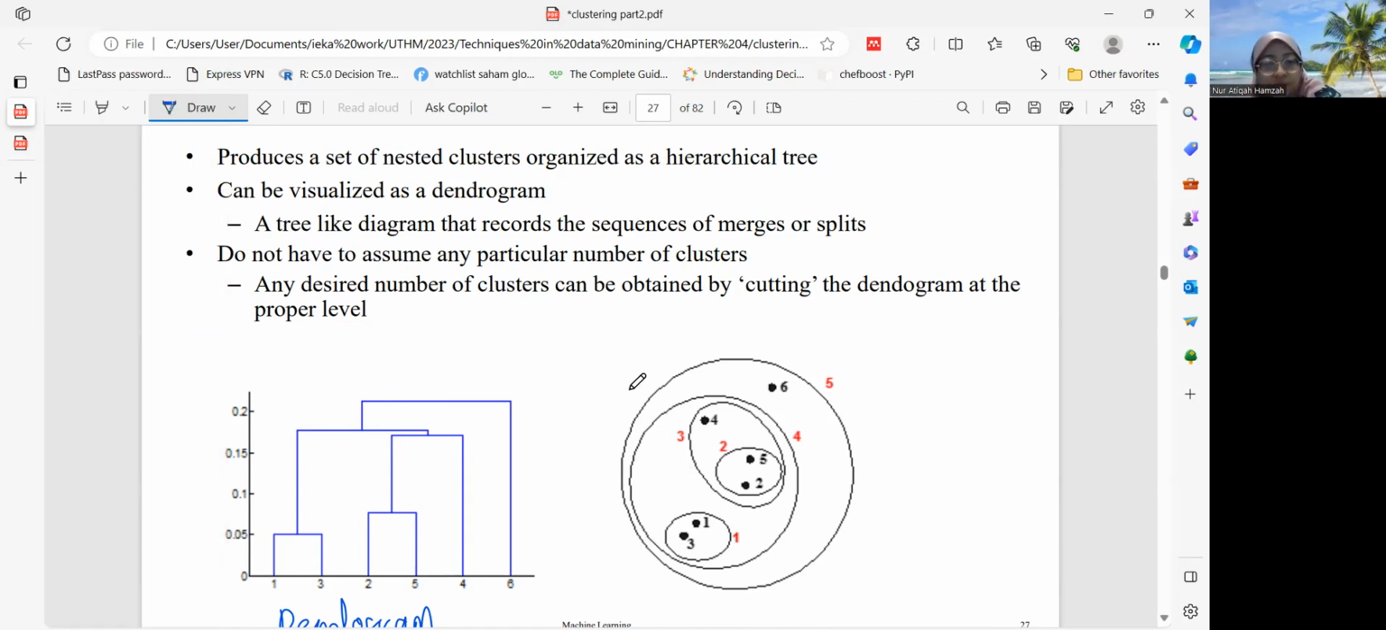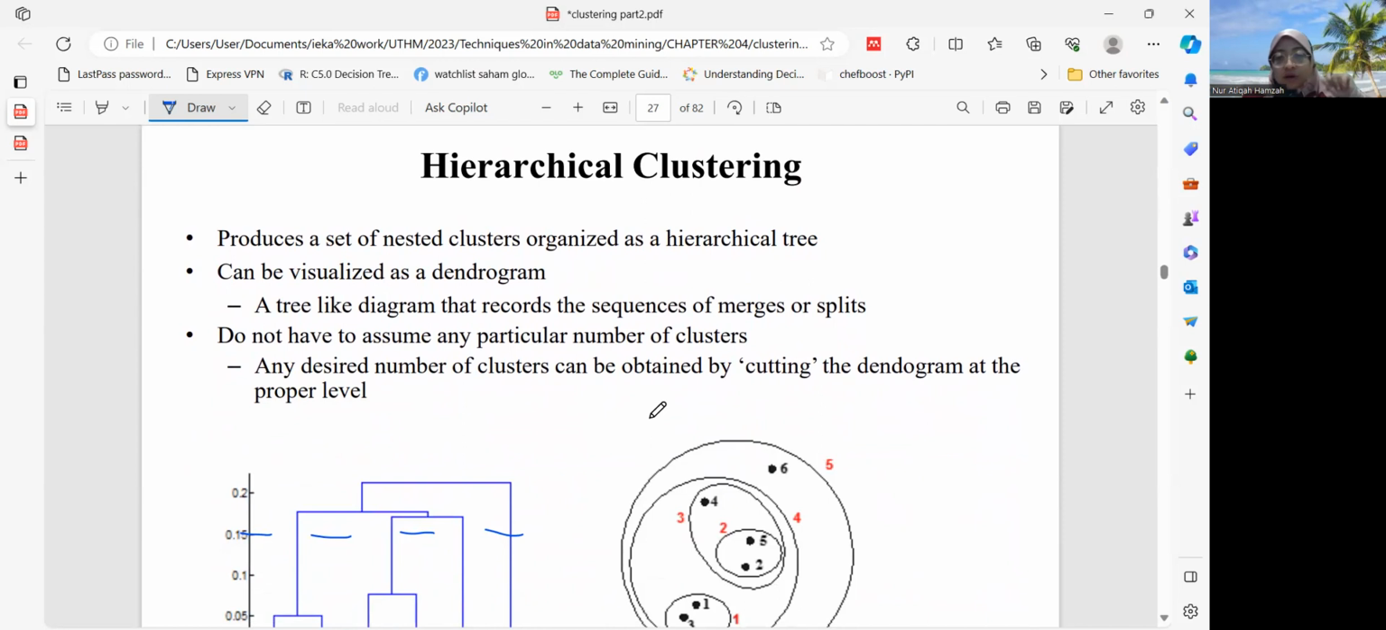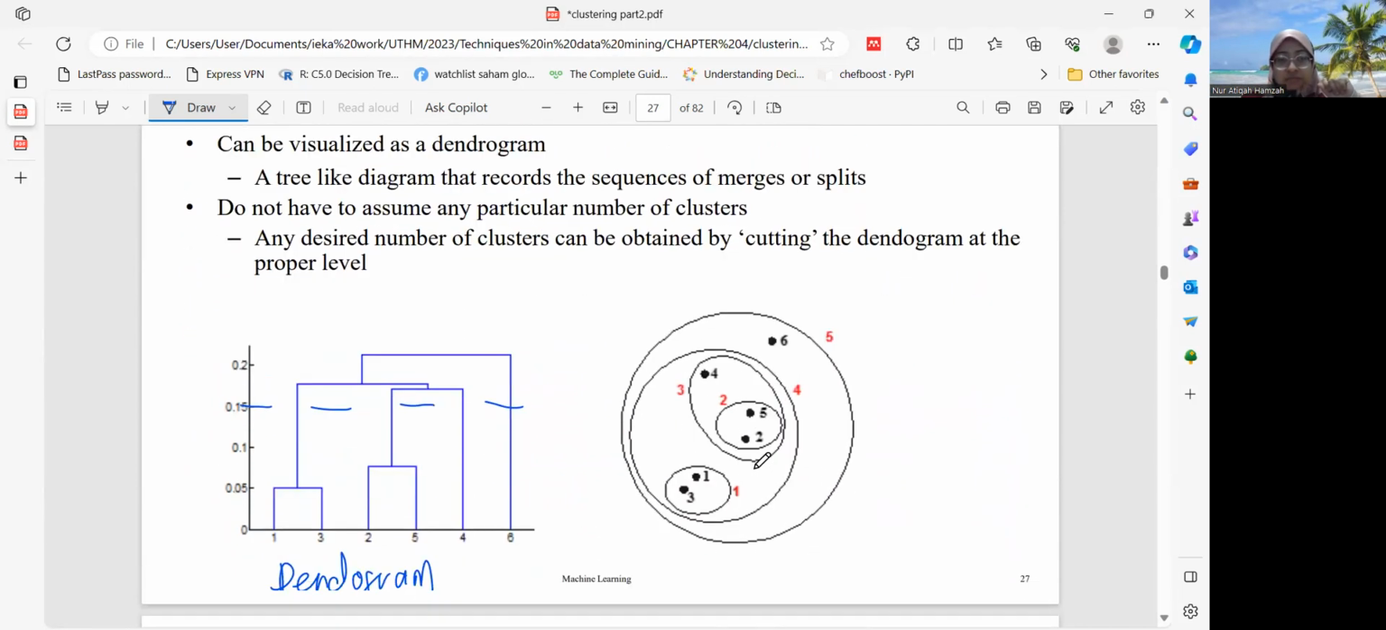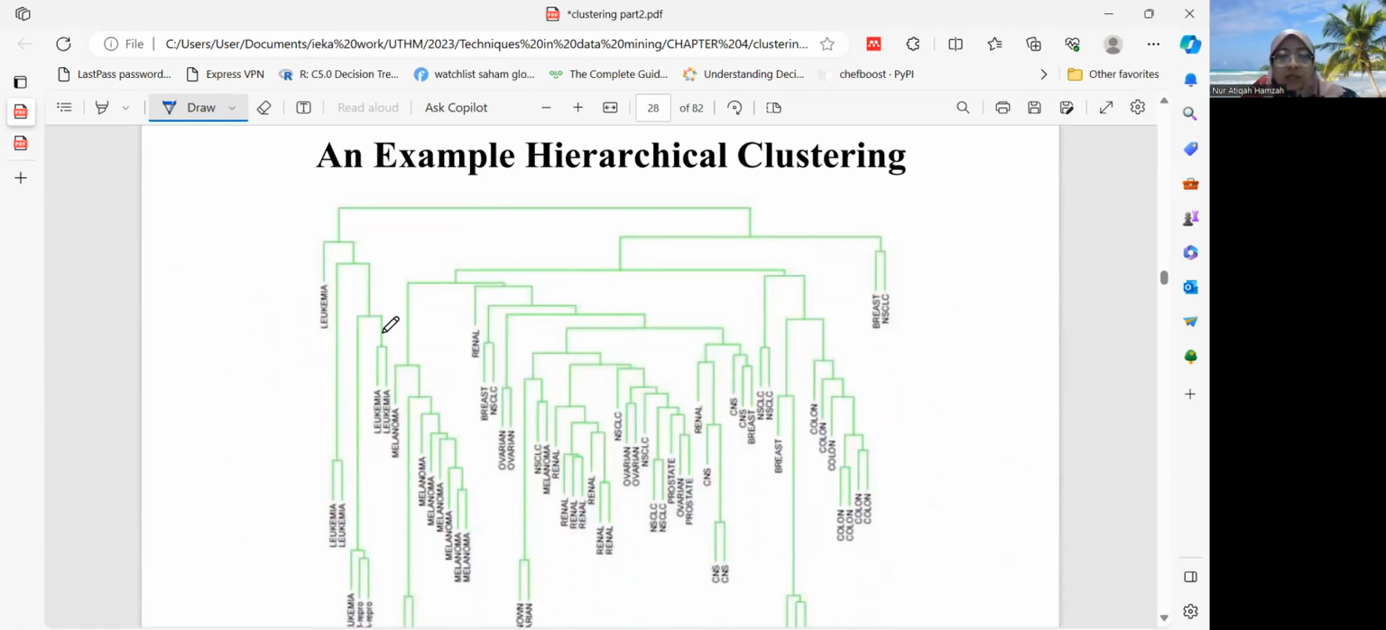Maksudnya kalau dekat sini, kalau saya potong dekat 0.15 ni, okay, kita akan nampak ada berapa cluster di situ. Okay, bila kita potong ada 1, 2, 3, 4. Okay. Kalau kita potong ke bawah lagi, ada berapa? Macam itulah. Tu maksudnya number of desired clusters tu bergantung kat mana kita nak lakukan cutting dalam tajuk hierarchical clustering ni. Okay, kita cutting dendrogram tu. This one is nested cluster. This one is dendrogram. So, this is the example of hierarchical clustering.